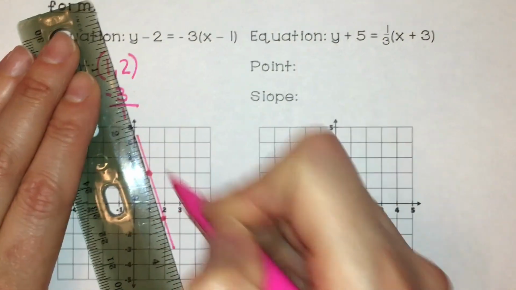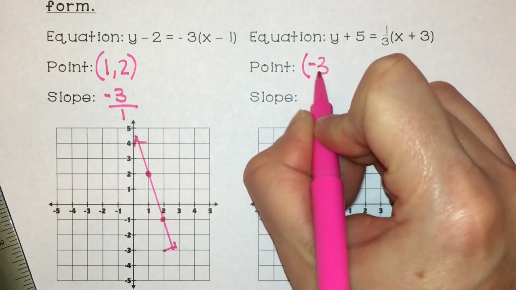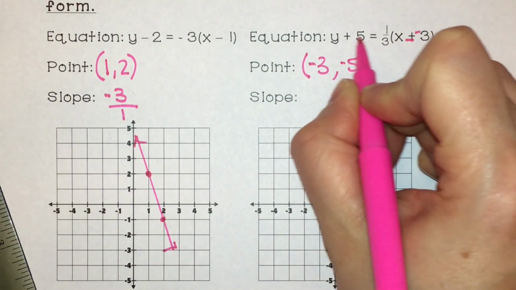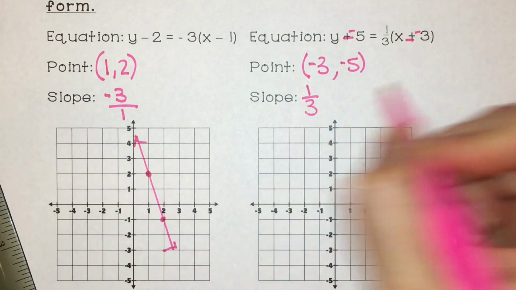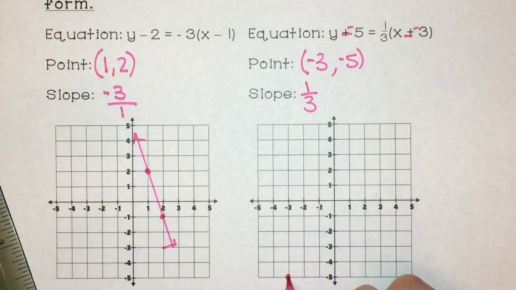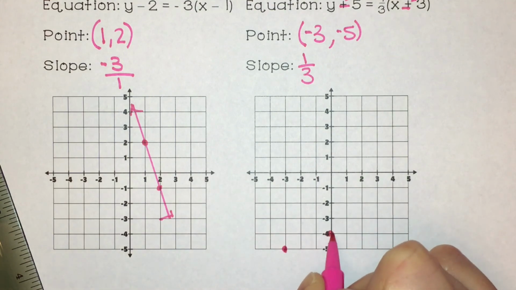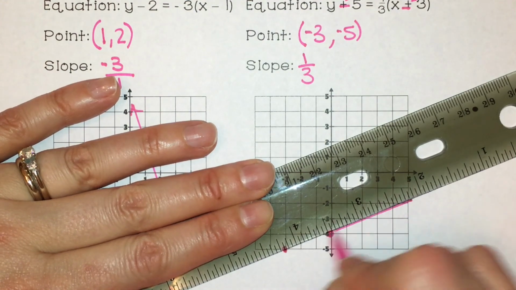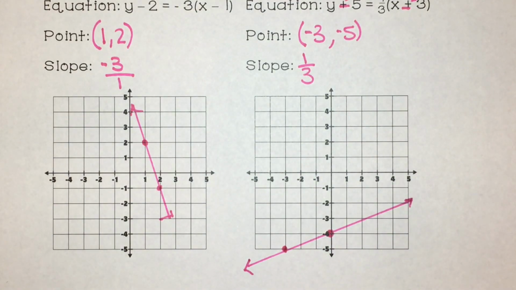And then the last one, we have the point of -3, -5, because remember this was really originally minus -3, minus -5. Slope is 1/3. Graph our point, -3, -5. From there, I'm going to rise 1, run 3, and connect those. And that is our graph. Hopefully you're able to use point slope form.